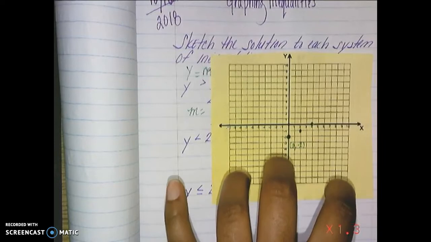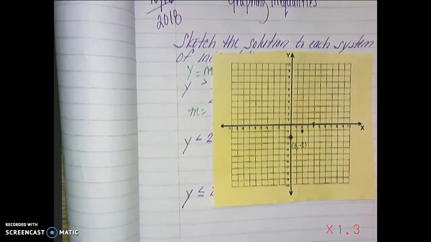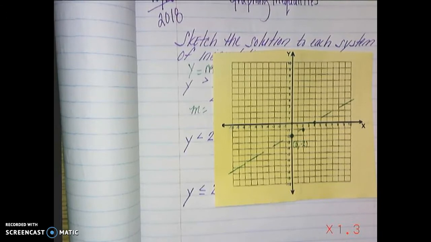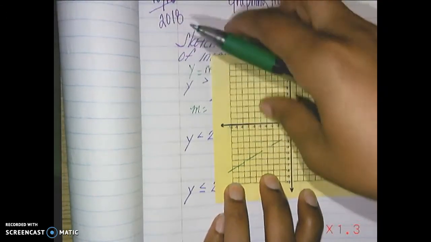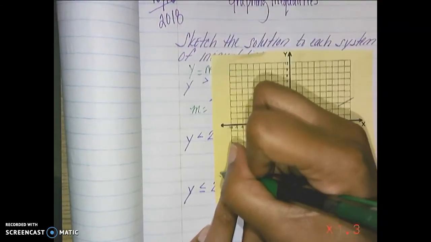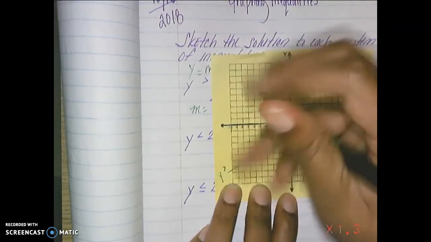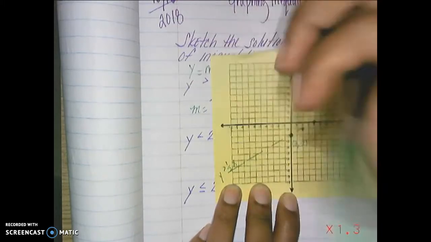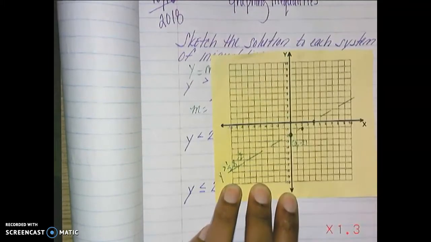All I'm going to do now is graph my line as best as I can. I'm going to pause it, and you draw your line too. That's my line where y is greater than one half x minus 2.